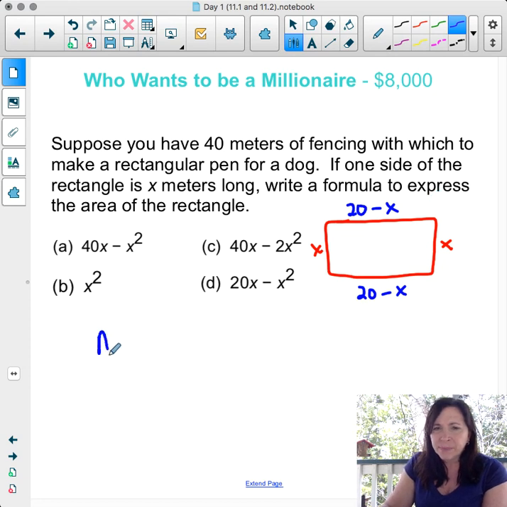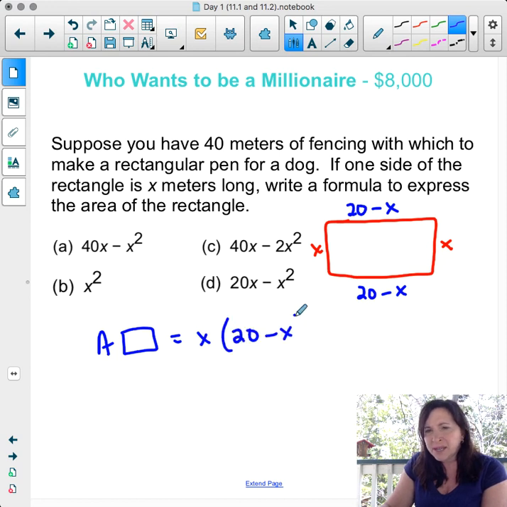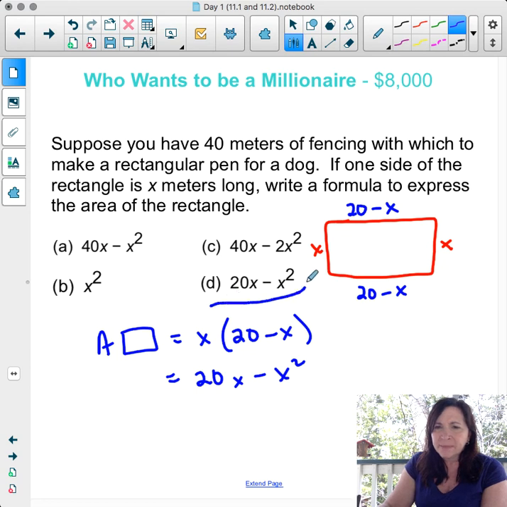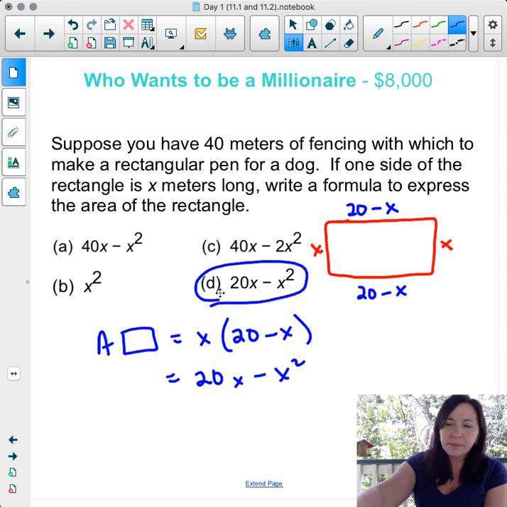So the area of our pen is going to equal length times width. So x times 20 minus x. And so that's going to be, let's see, 20x minus x squared. And so that looks like D. Okay.